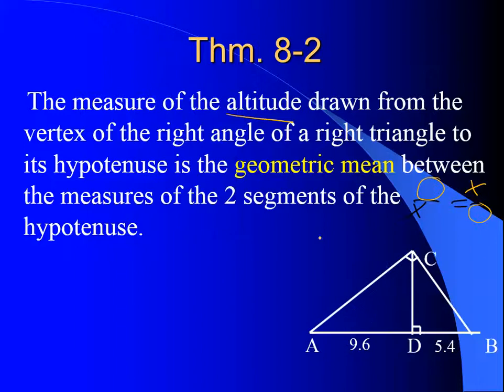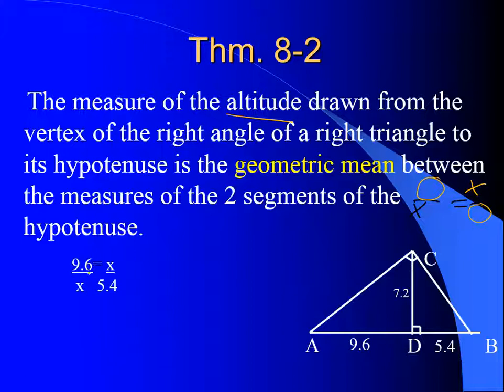Okay. So here's my triangle. Here's my altitude coming from the vertex of the right triangle. It splits the hypotenuse into two parts. Those two parts are going to be used in our proportion to find the length of the altitude.